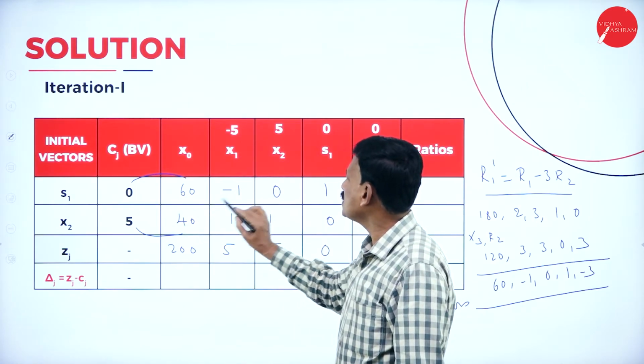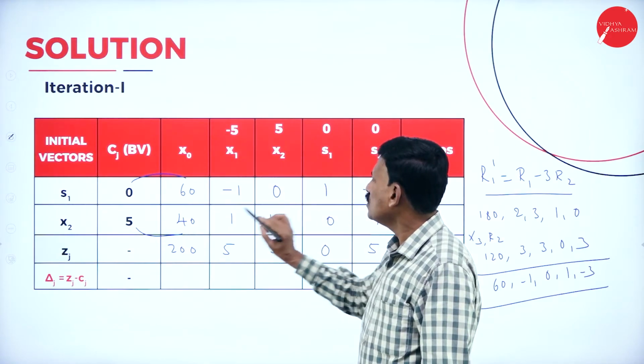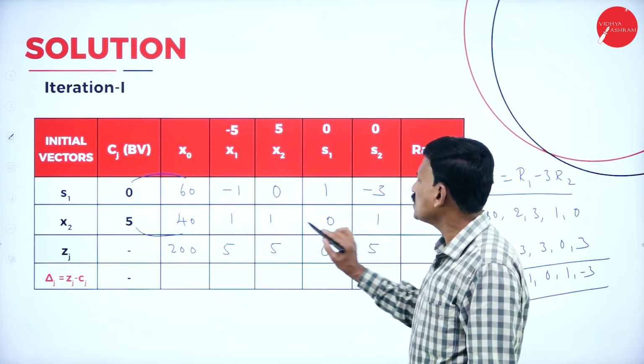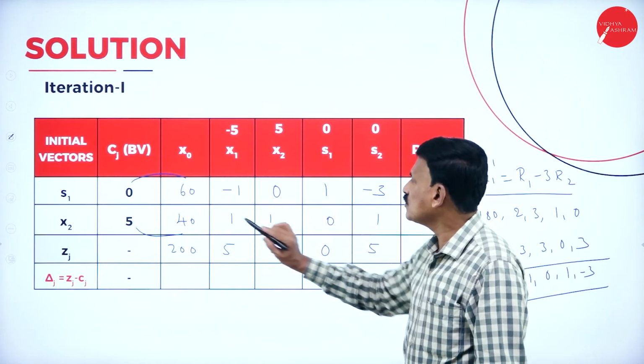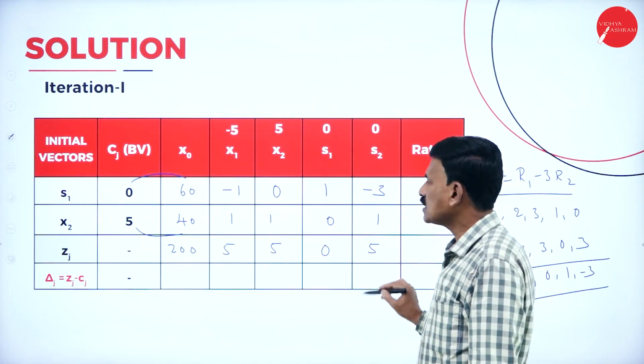0 into minus 1 is 0, plus 5 into 1 is 5. 0 into 0 is 0, plus 5 into 1 is 5. 0 plus 5 is 5. 0 into 1 is 0. 5 into 0 is 0. Again 0 into minus 3 is 0, plus 5 into 1 is 5. So these are the values.